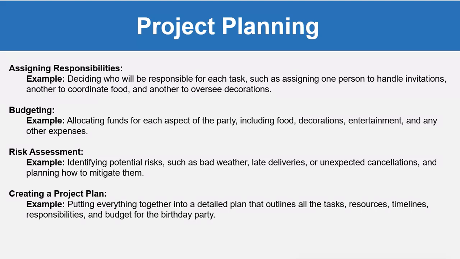Then risk assessment means that you have to identify what you will do if anything goes wrong. For example, if there is rainy or bad weather, the food does not arrive on time, or there are any unexpected cancellations, you plan how to mitigate them if that risk occurs. Then creating a project plan means putting everything together into a detailed plan that outlines all the tasks, resources, timelines, responsibilities, and budget for the birthday party.